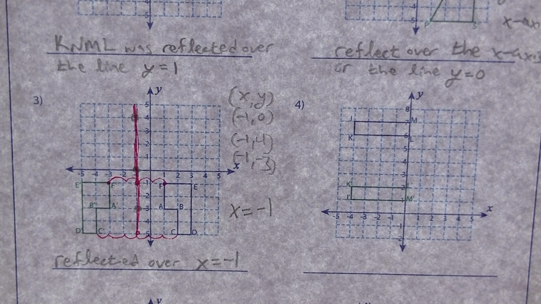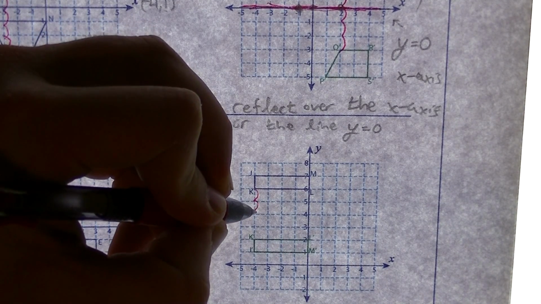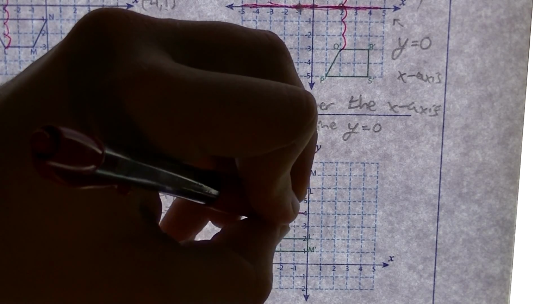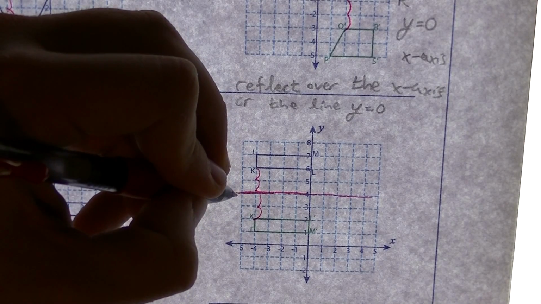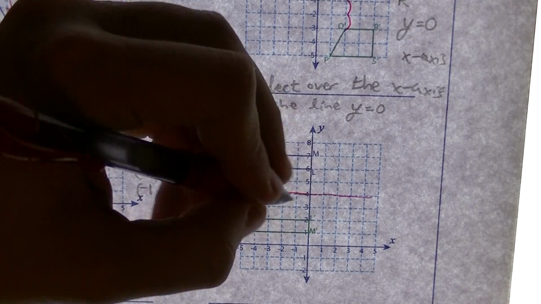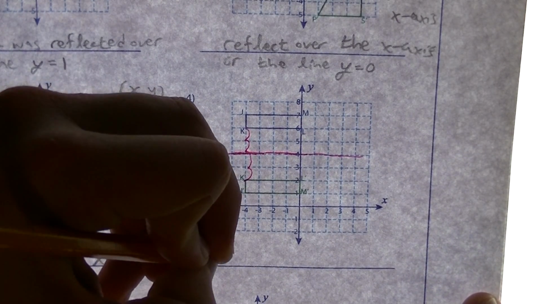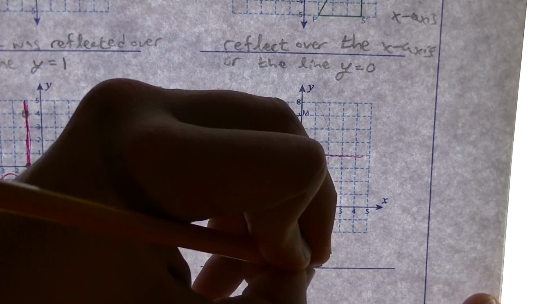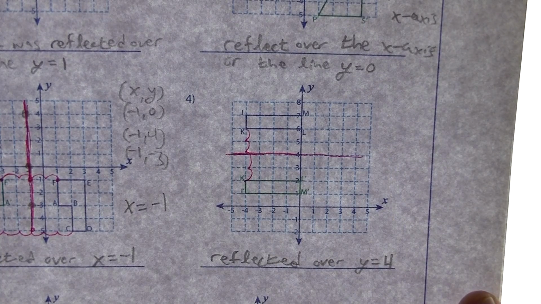All right, let's finish out the rest of this worksheet just in silence. So I've got 1, 2, 3, 4. So 2, this is going to be my line of reflection, and this is the line y equals 4, because my y coordinate is the one that's not changing here. So I'll say reflected over y equals 4.